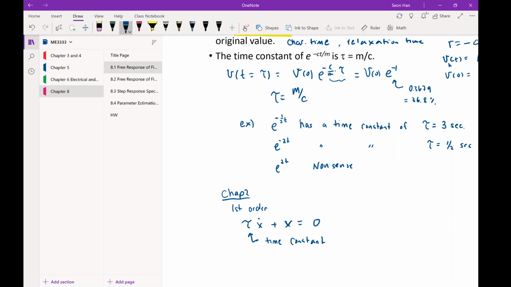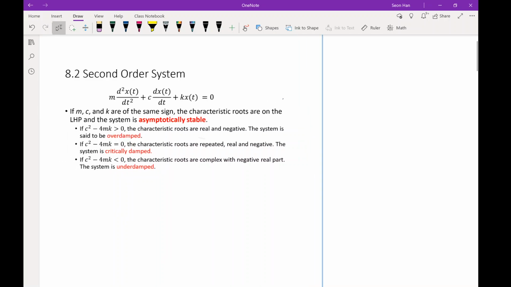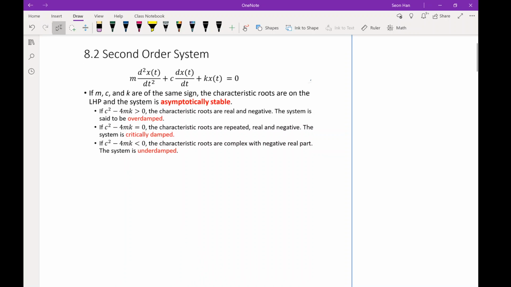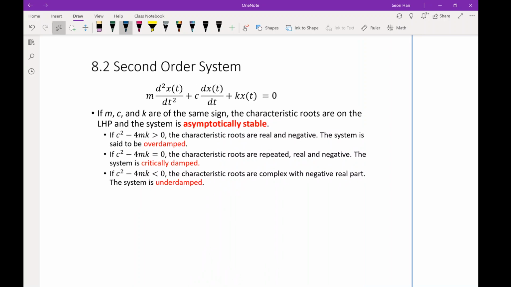Now let's go to 8.2. 8.2 is about the second order system. So where did I get that equation? This is from a mass, spring, and damper system, where C is the damping coefficient, K is a spring constant, and let's define X this way. Here, I just got rid of the external force. Why? Because I'm only going to be considering the free response, the homogeneous solution only.